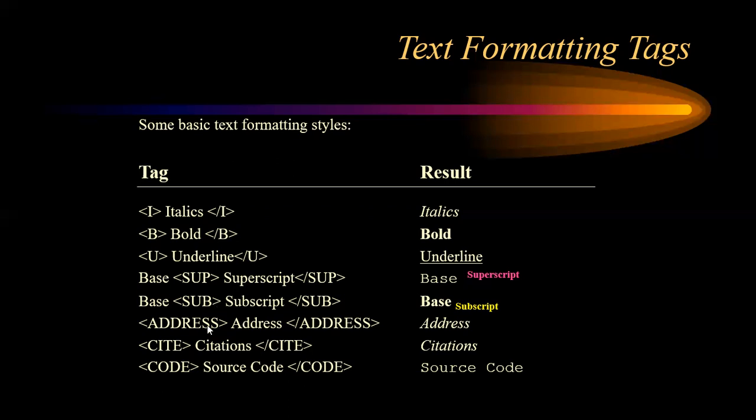Then comes address, cite, and code. These are some additional tags that we can apply in text formatting. When we need to give an address in our web page, we will use the address tag. This is a pair tag. Then citations and codes, source codes. These are different tags that we can apply in research articles where we give certain citations to a source, to any literature. Then we will use these tags.